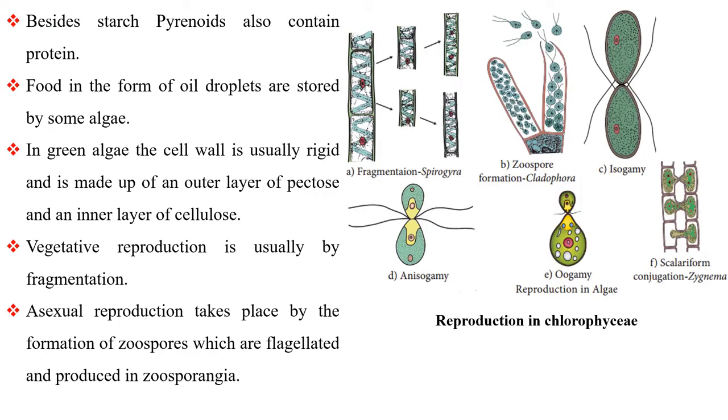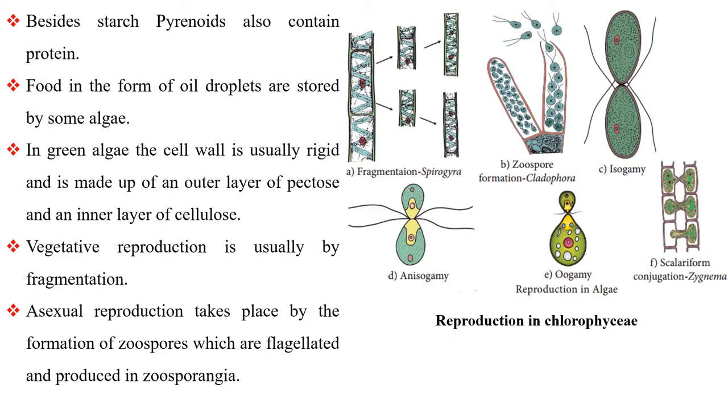Besides starch, pyrenoids also contain protein. Food in the form of oil droplets is stored by some algae. In green algae, the cell wall is usually rigid and is made up of an outer layer of pectose and an inner layer of cellulose.